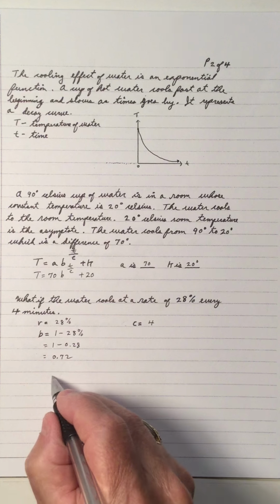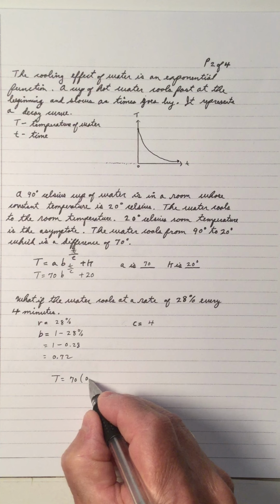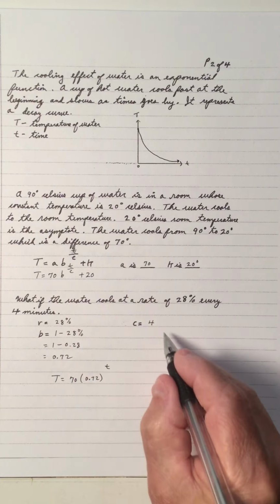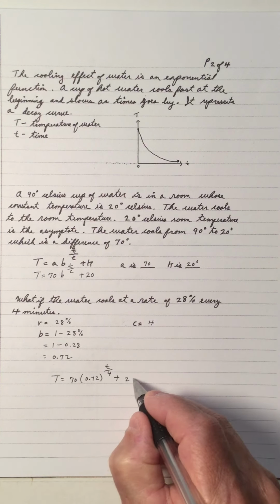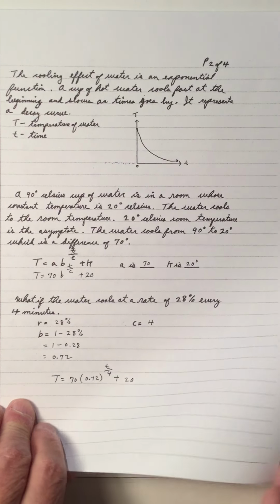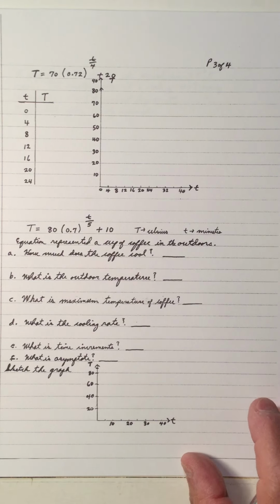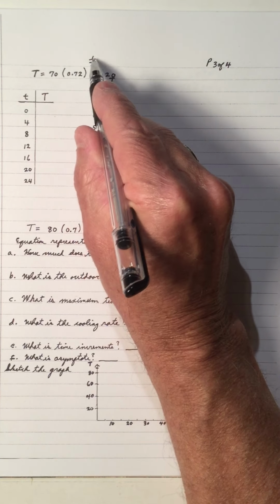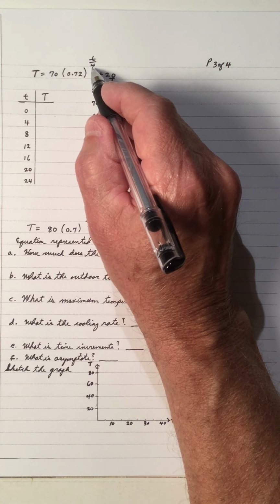So the equation now is T equals 70 times the base 0.72 to the t over 4, where the increment change is 4, plus the room temperature, 20. So that's the equation. Okay, let's turn to the next page. And let's look at that equation that I just wrote, which is T equals 70 times 0.72 raised to the t over 4 plus 20. Notice it's t over 4.